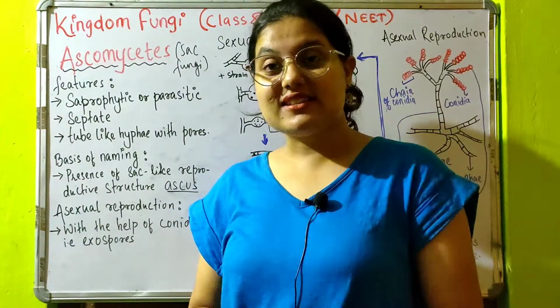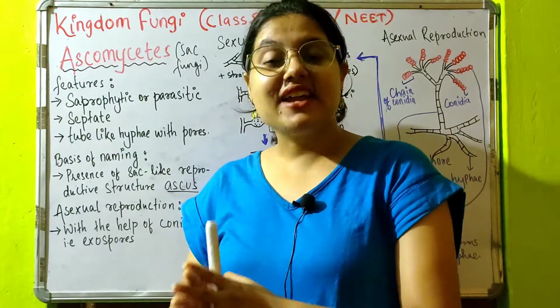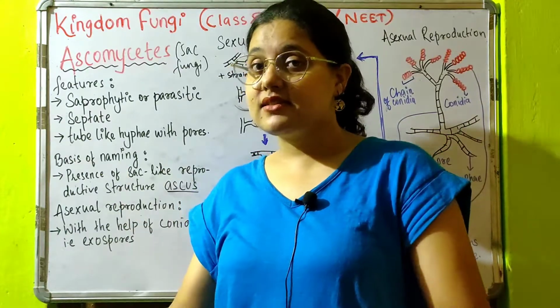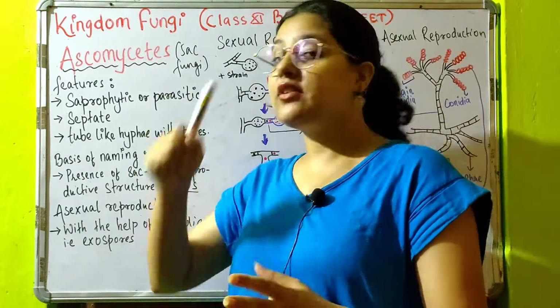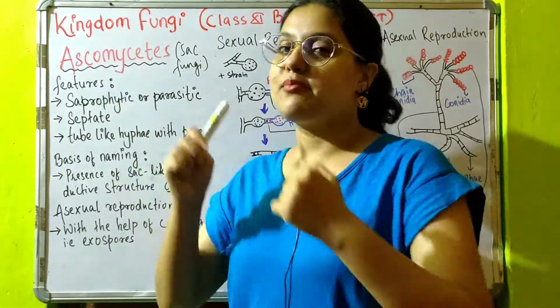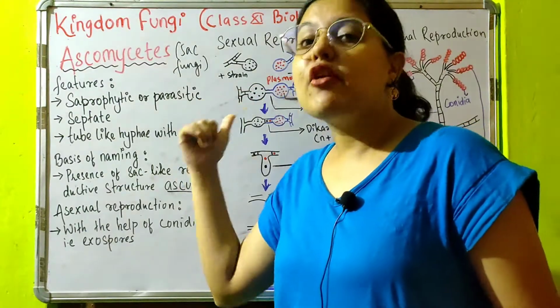Ascomycetes are also known as sac fungi because their reproductive structures are formed inside a sac-like structure known as the ascus. That ascus is sac-like, that is why sac fungi, and the name of the reproductive structure is ascus, that is why Ascomycetes.